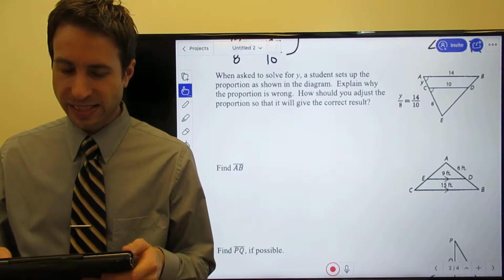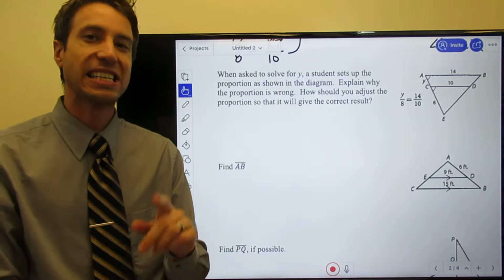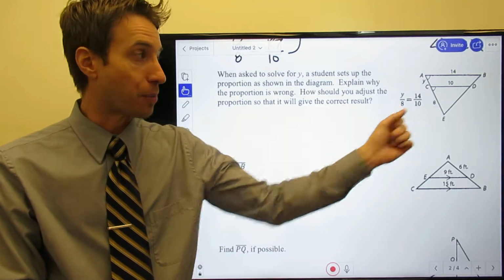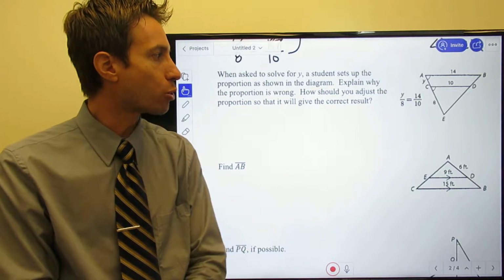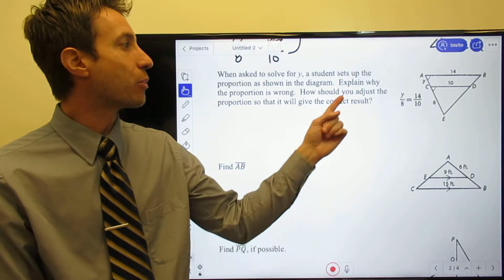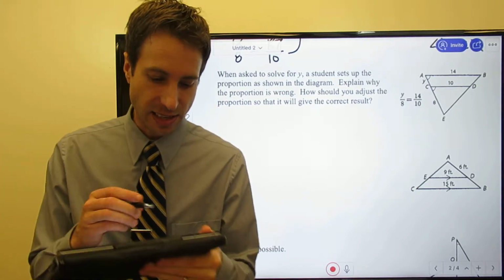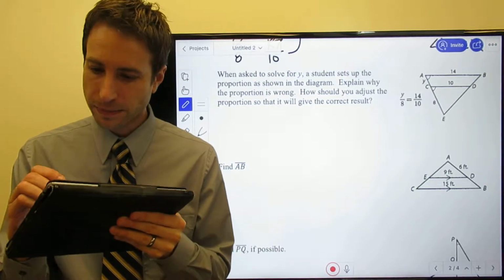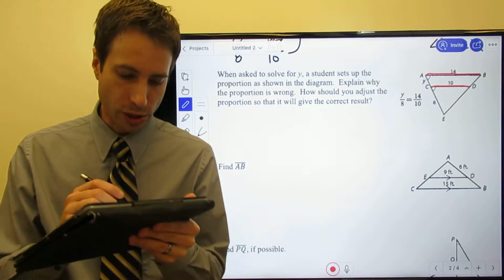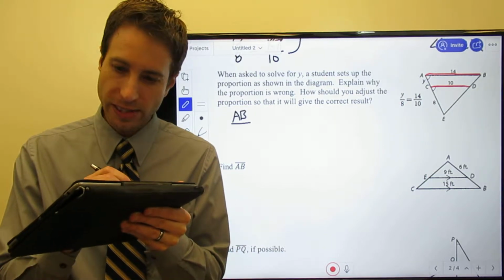Now in this one, we don't necessarily need to prove that the triangles are similar because what they're asking you to do is explain why. A student has already set up the proportion. They're telling you the proportion is wrong. They want to know how do you fix the proportion so that we do get the correct answer. So let's take a look at what the student has done. Well, the student has recognized that AB and CD are corresponding sides. So we have AB over CD.